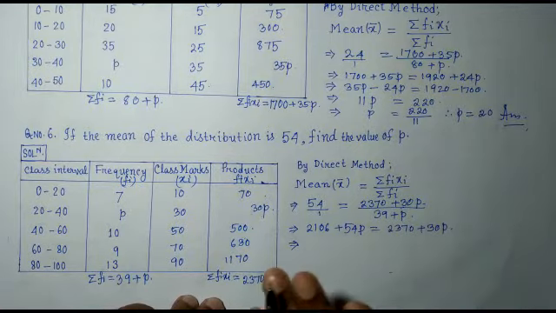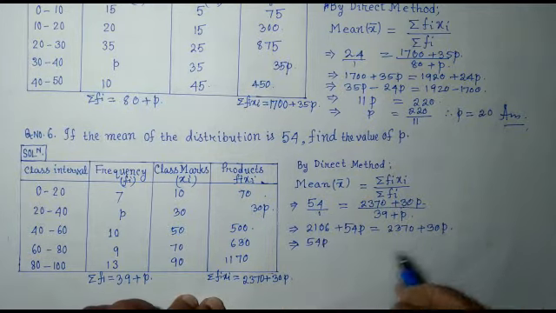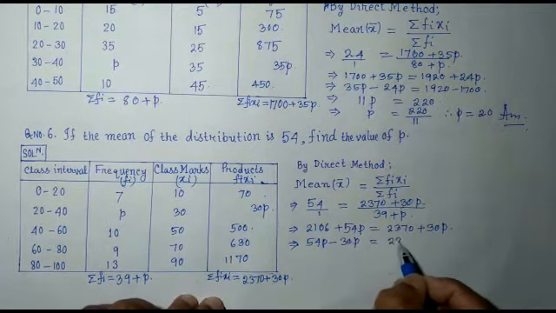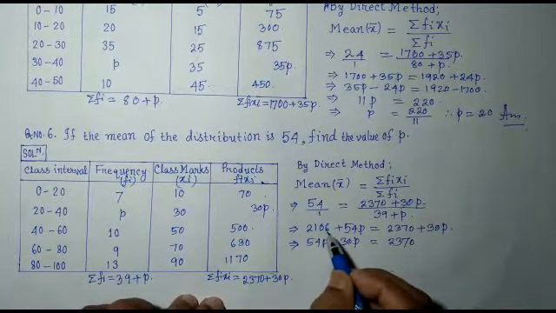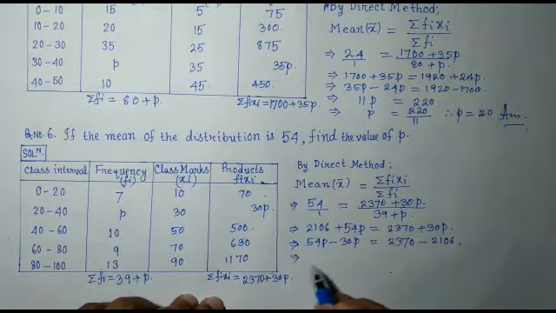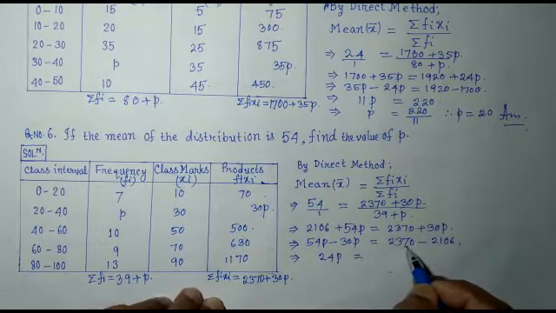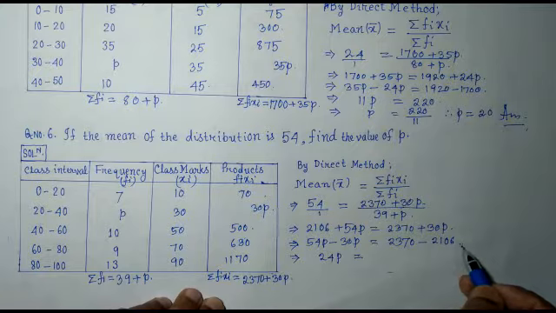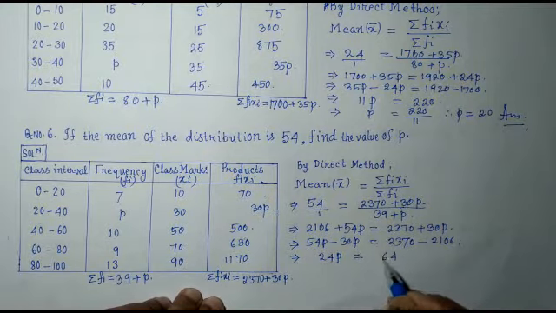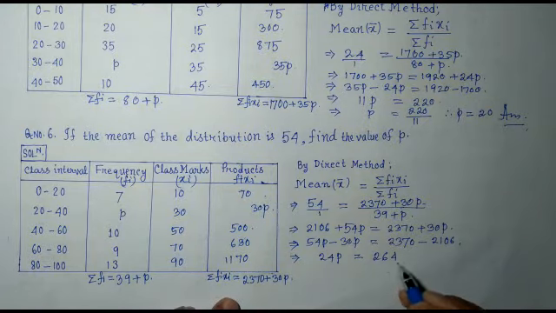We keep the p on the left side and the numbers on the right side. So this 54p, bring it to the left side, 30p, it will be minus 30p, is equal to 2370, and take this 2106 to the right side, it is minus 2106. Then by subtracting we get 24p is equal to 2370 minus 2106. It will be 264. So 24p equals 264.